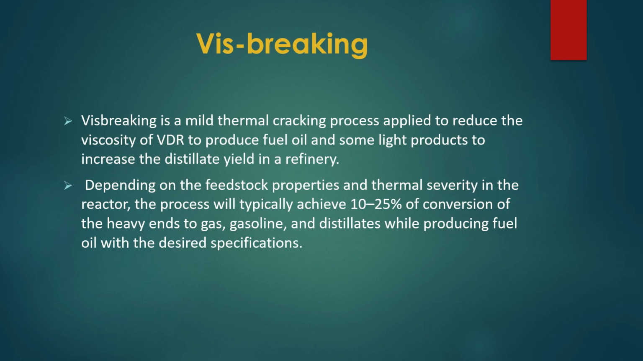Now the second part of the thermal conversion process is visbreaking. So what is visbreaking? Visbreaking is a mild thermal cracking process applied to reduce the viscosity of VDR to produce fuel oil and some light products to increase the distillate yield in a refinery. Depending on the feedstock properties and thermal severity in the reactor, the process will typically achieve 10 to 25% conversion of heavy ends to gas, gasoline and distillates while producing fuel oil with the desired specifications.